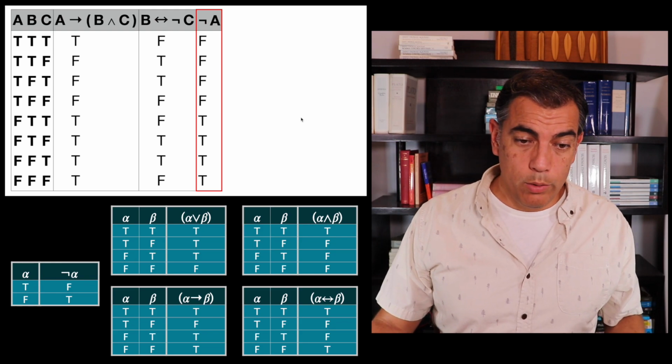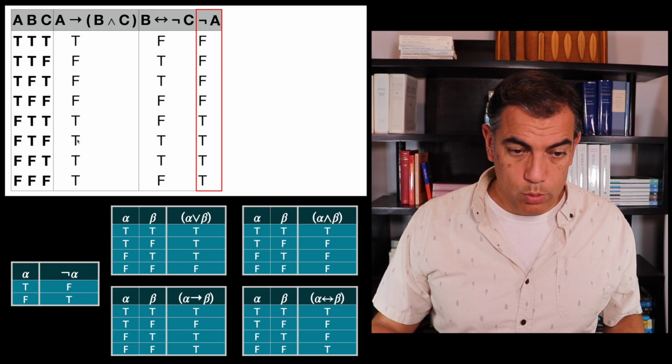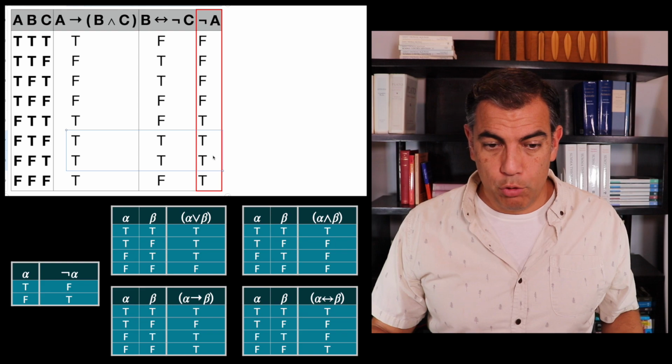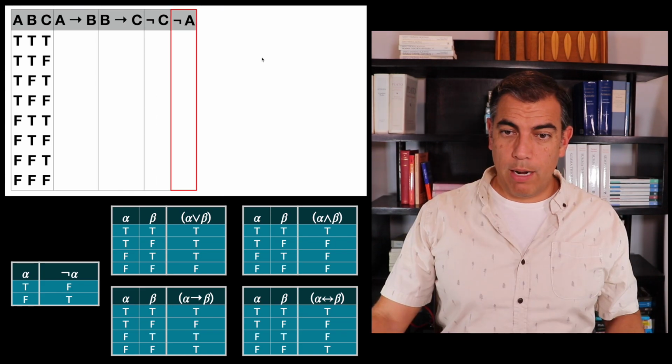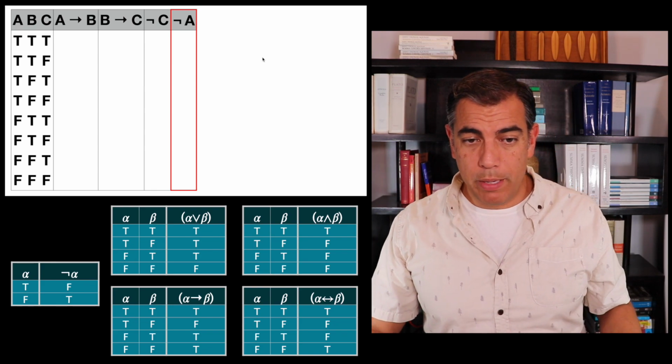Finally, we'll check our rows. Looks like rows 6 and 7 have true premises and both have true conclusions. Valid argument. Problem 10 says, if A then B, if B then C.